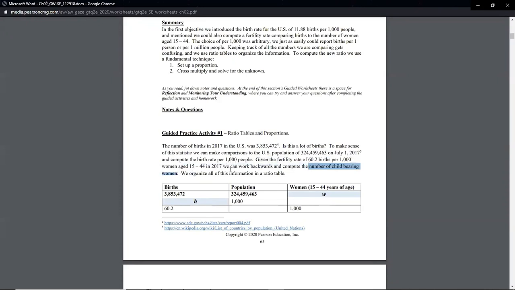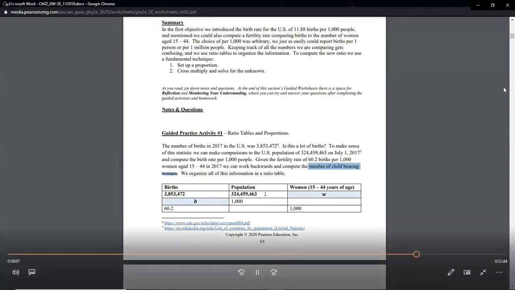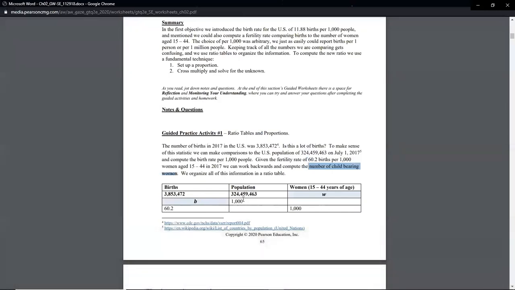So we have a column for births based on the total population, based on only a population of 1,000 people. So this is us scaling the population down to 1,000. This is a very common theme. I talked about earlier scaling something to 1. This is the same idea, except instead of writing the number 1, you write the number 1,000.